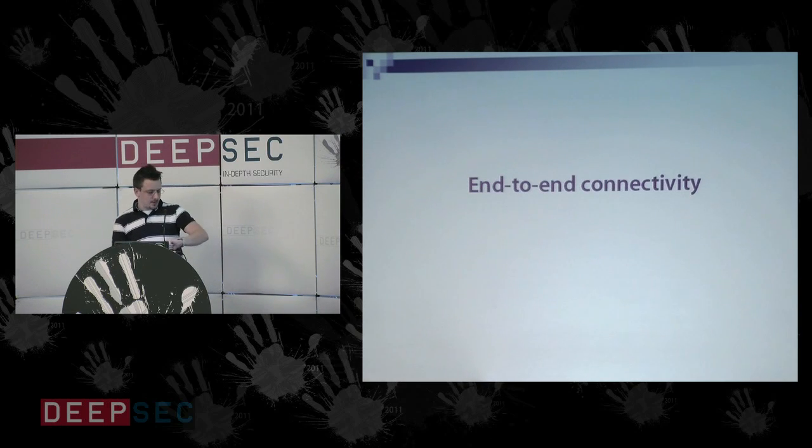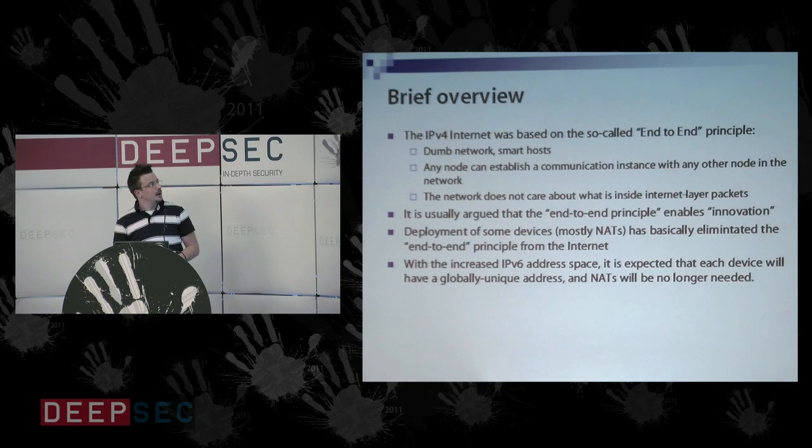So a couple of comments about end-to-end connectivity. As a brief overview or introduction, the idea is that the IPv4 internet was based on a core principle that is usually referred to as the end-to-end principle, which basically says that the network itself is dumb and all the intelligence in the network is implemented at the extremes of the network, on the hosts.